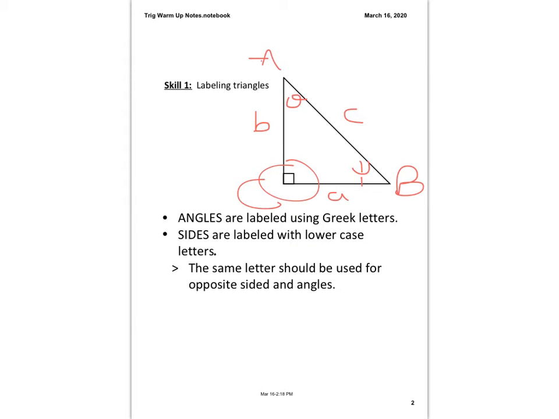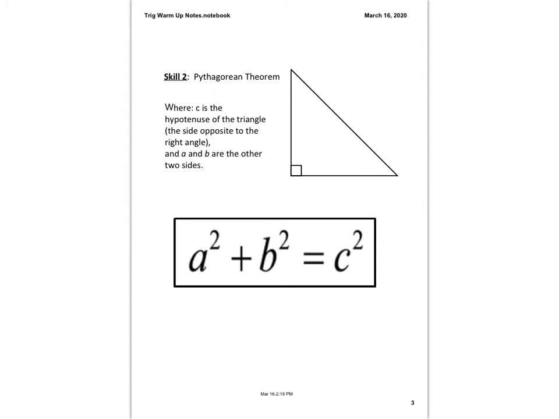And as marked below, angles are typically marked with Greek letters. The sides are labeled with lowercase letters, and the same letter should be used for the opposite sides and the opposite angles. So there's your first part, which is labeling a triangle.